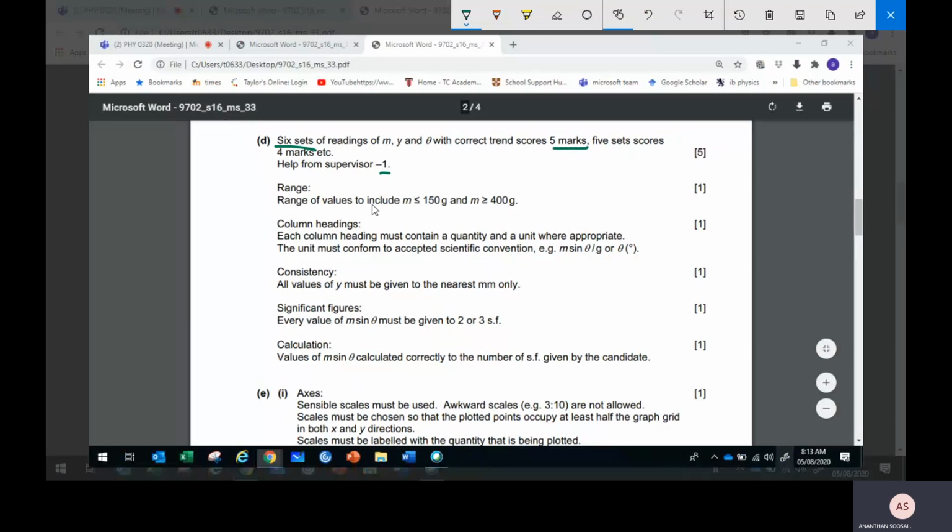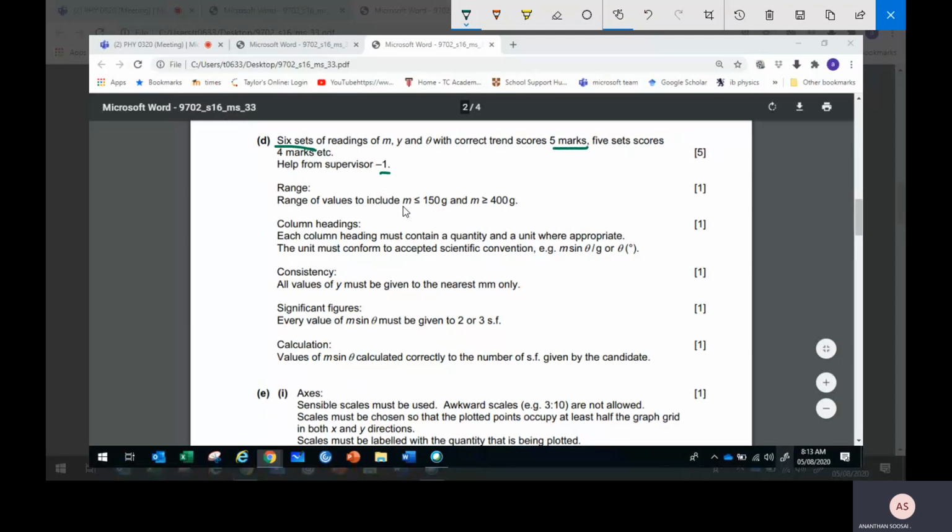Okay, so that's your 5 marks. 6 sets of readings. Okay, range of values: the mass range should include M less than 150 gram and M more than 400 gram.